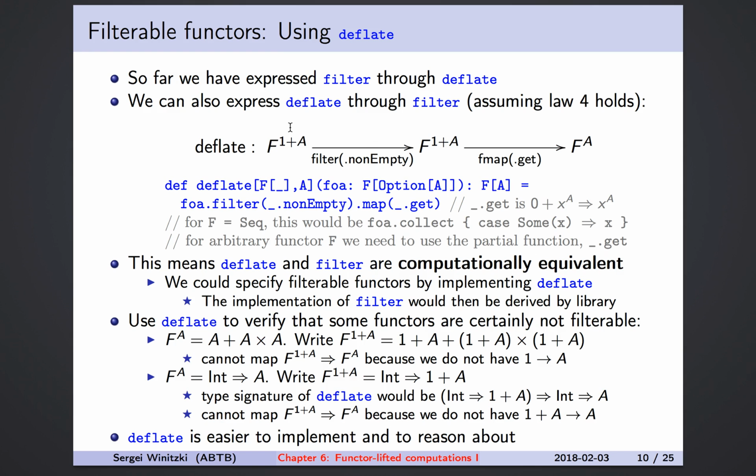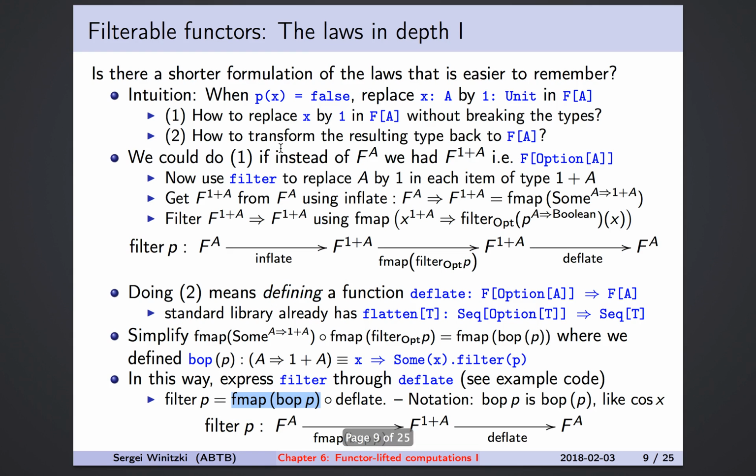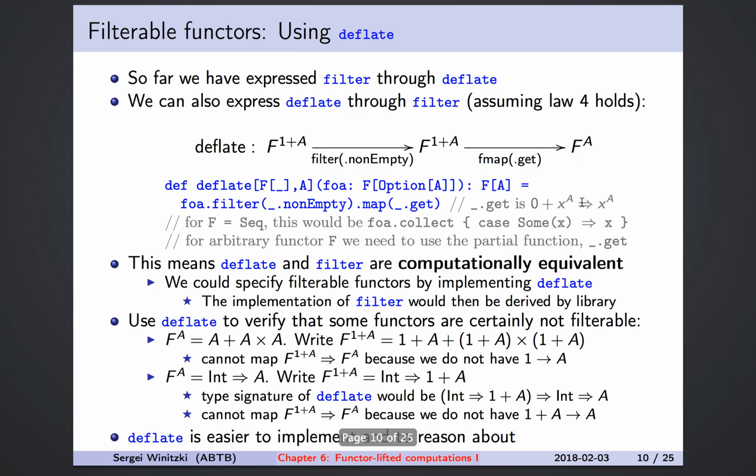Well, it's very easy. The idea of deflate is that we have a functor of 1 plus a. Some of these 1 plus a's are empty, some of them are non-empty. We just want to filter out those that are empty. Only the non-empty ones have to be remaining. And then we will get a functor of those that are non-empty. We will extract the value of type a out of them, and that will give us f of a.